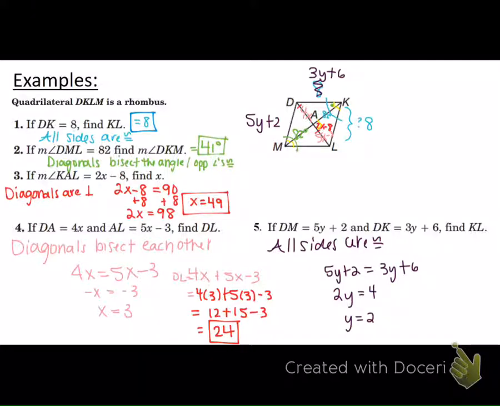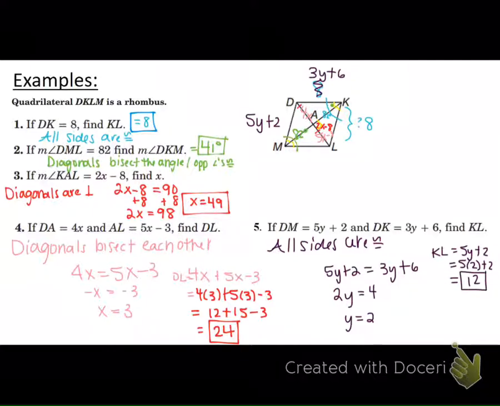So, if we want to find the length of KL, does it matter if we put it in for 5y plus 2 or 3y plus 6? No. So I'm going to say KL is the same as 5y plus 2. And I'm going to substitute in 2. And that is 12. Okay. One more slide, right?